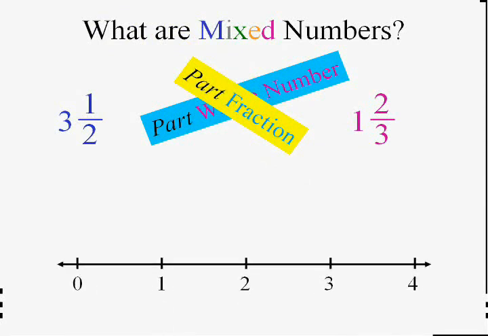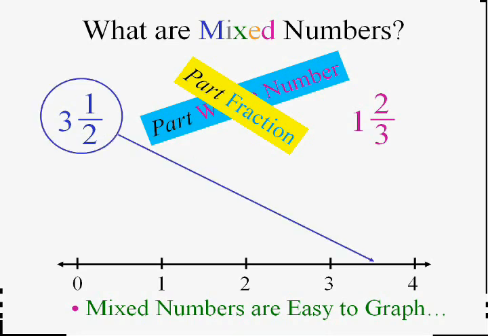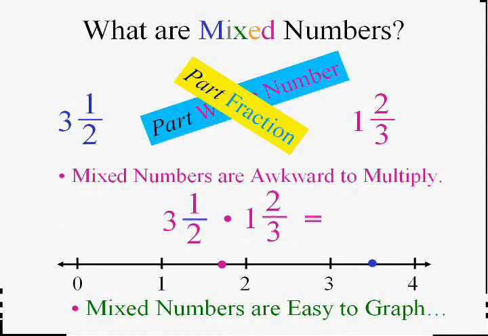Now, why would we want to write something as a mixed number? Well, they're easy to graph. 3/2, very simple to find on the number line. There it is. 1 2/3, very simple to find on the number line. But as an improper fraction, not so simple. Yes, you're in deep dough now.